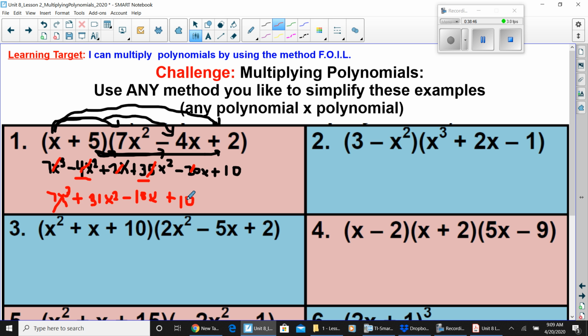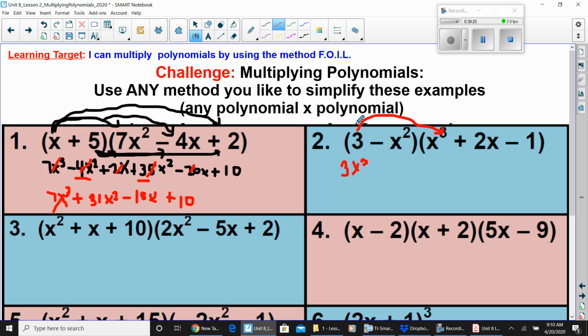I kind of like the distributive property for these types of problems. Just understand that once you start distributing this 3, you have to distribute this 3 to every term in the second set of parentheses. It's not finished until you distribute that 3 to every term in that second set of parentheses. So 3 times x to the third, 3x to the third.